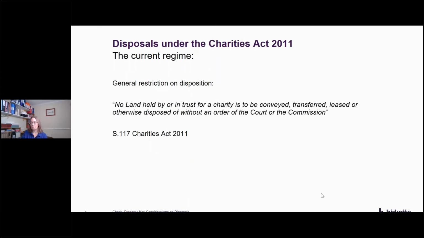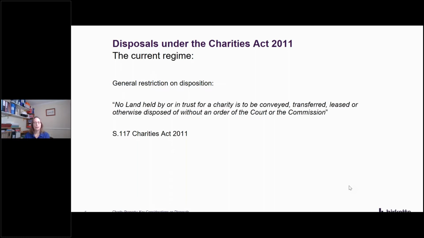So the current regime and the general prohibition or the default position. When we're talking about the default position, I think it's quite useful to understand the historical background to the current law. It's often seen as quite administratively cumbersome and burdensome on charities, but this is actually a reflection of a gradual relaxation in the law over time.